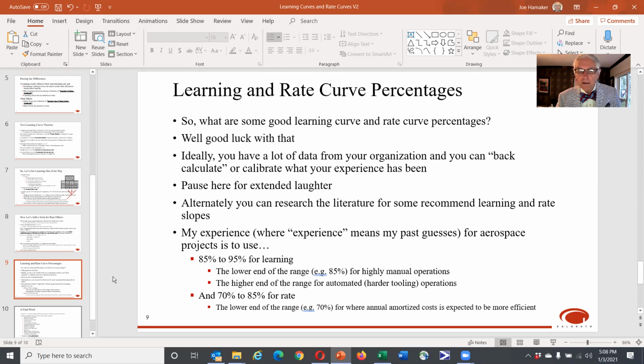Now, my own experience has been to use something around 85 to 95% for learning for aerospace projects, where the lower end of the range, 85%, is used for highly manual operations, where we have a chance for some labor learning to occur. And the higher end of the range is used for more automated or harder tooling operations, where there's less learning. Machines don't learn. For rate curves, I've typically used something around 70% to 85% for the slope, where the lower end of the range, the 70%, I use where annual amortized cost is expected to be more efficient.